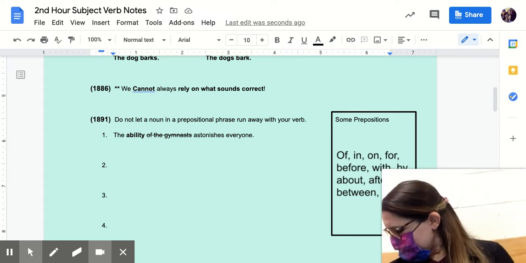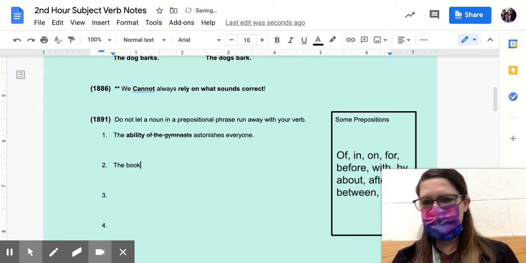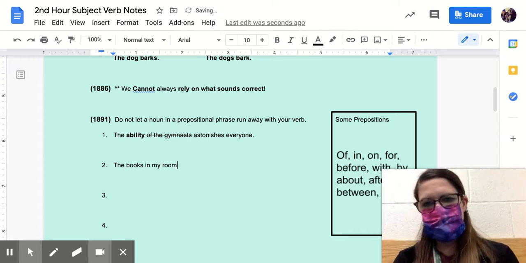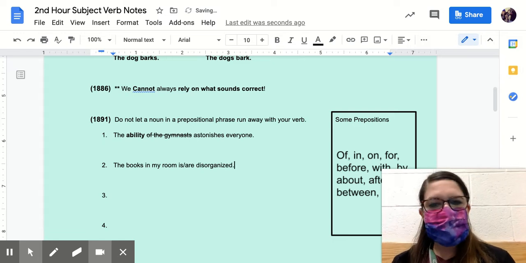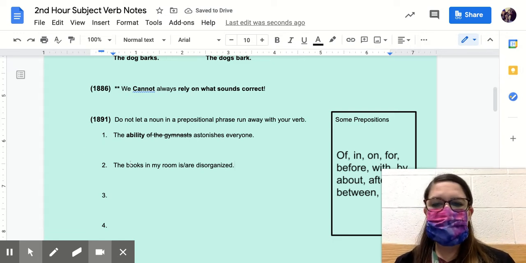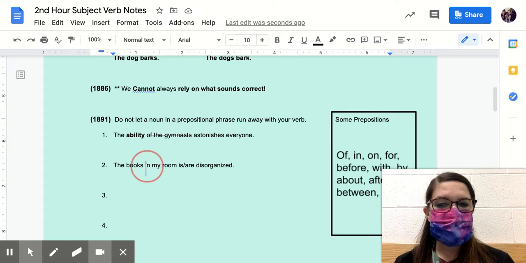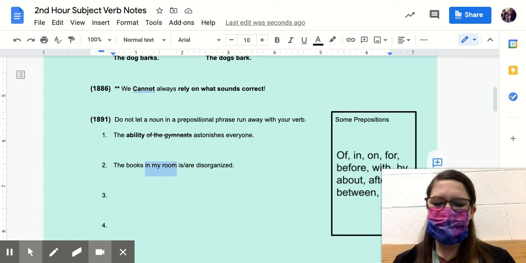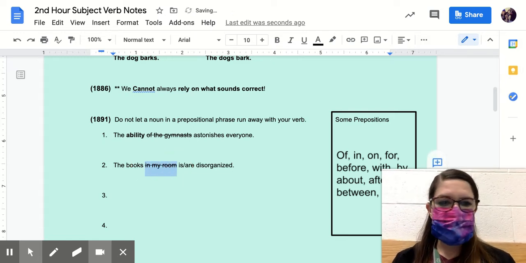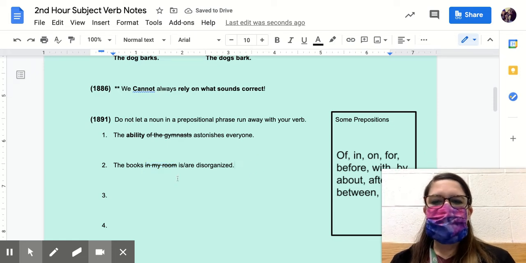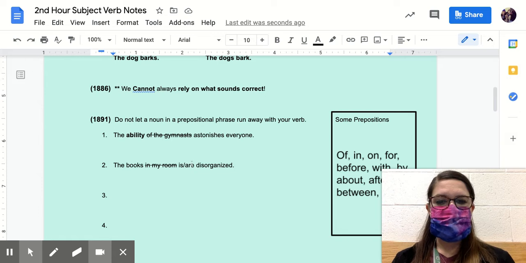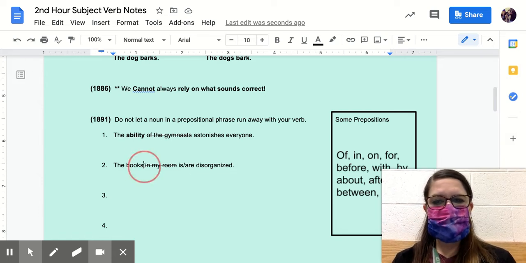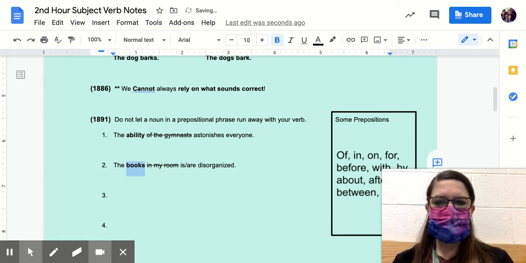The next one, the books in my room is or are disorganized. Okay. Again, we have to start with those prepositional phrases. Do we see any prepositions? In is a preposition, in my room. So we're going to cross that off and ignore it. And then we have to look, the books is or are disorganized. What in this sentence is or are disorganized? Books. So there's our subject.